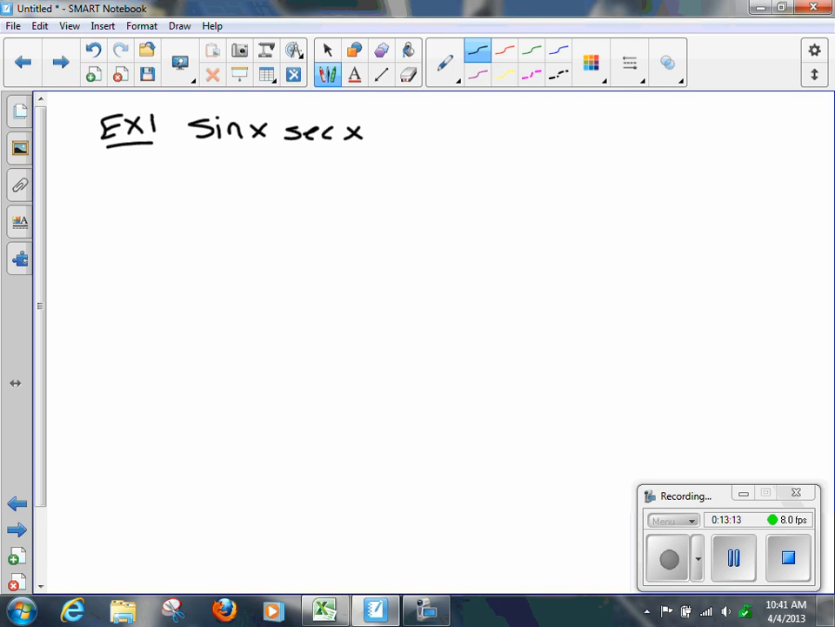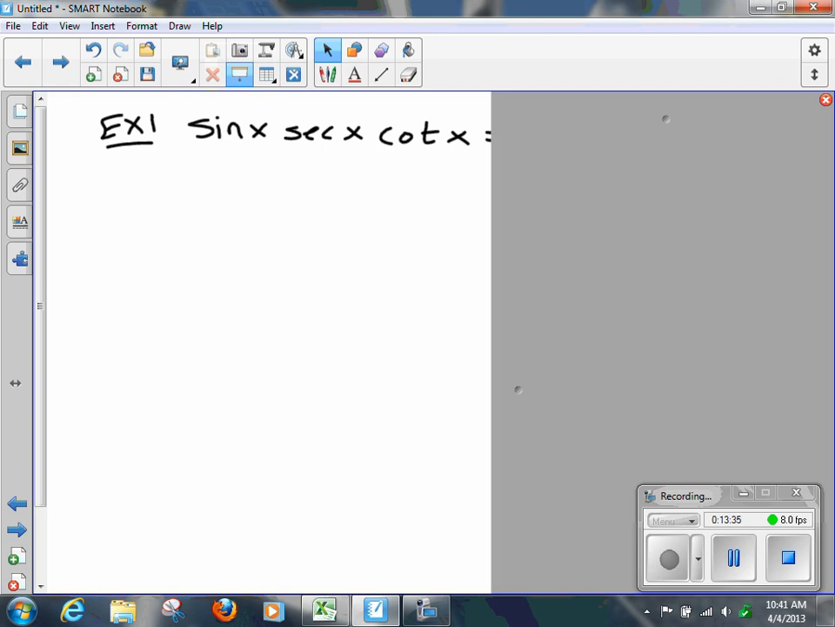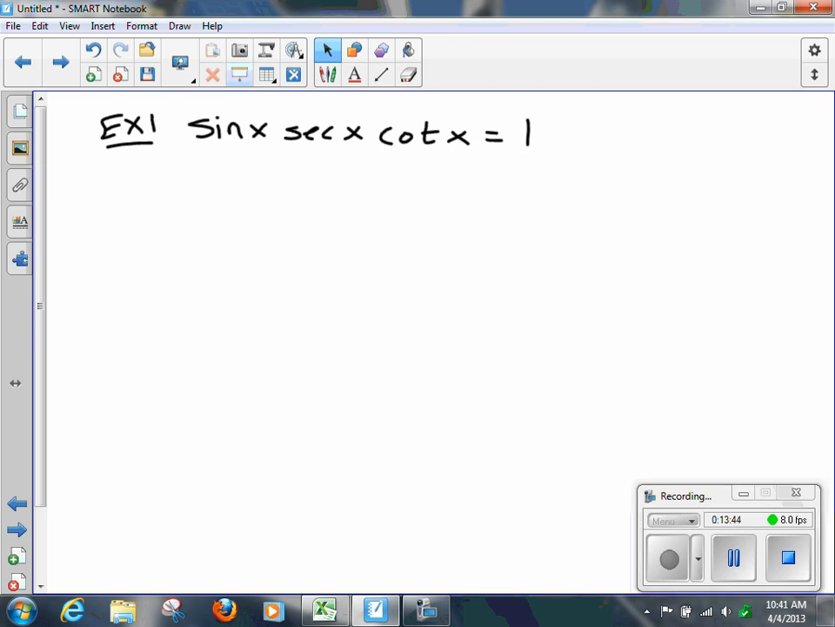Sine x times secant x times cotangent x equals 1. We've got to verify that. Now, does this kind of look like what we did yesterday? Yes. But what am I given now? I've got the answer. It's going to be 1. Now, I got to prove that the left side is indeed equal to 1. We go about the process the same.